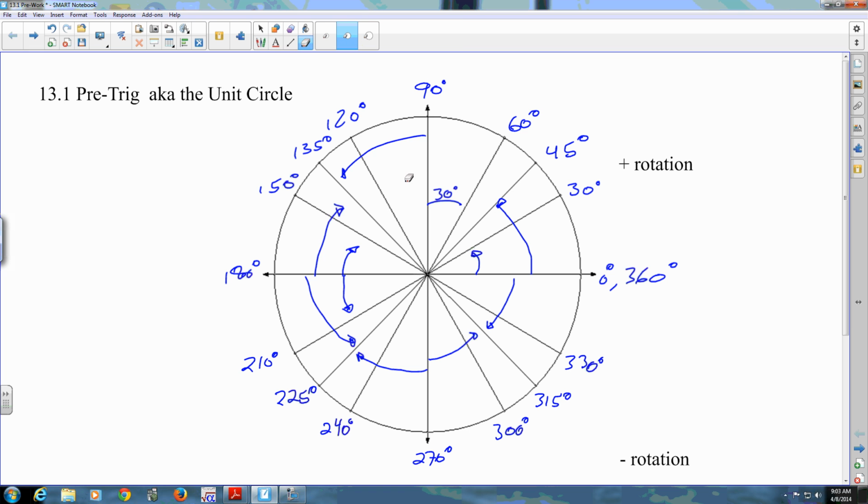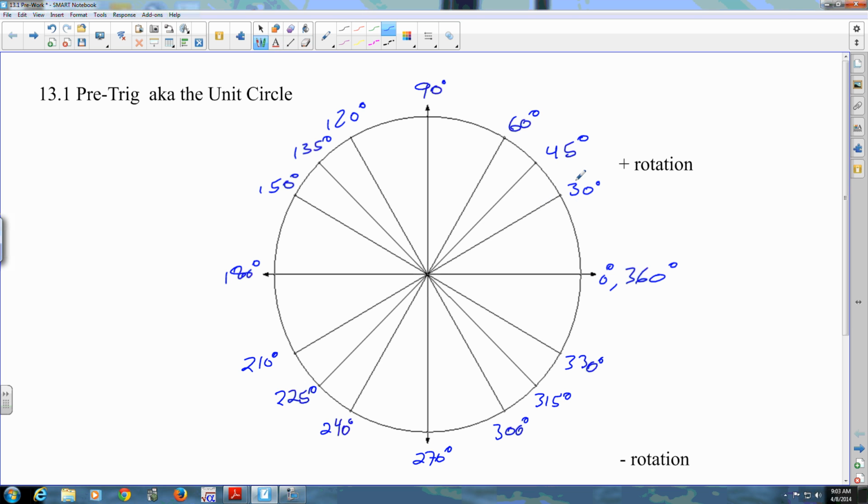A couple things to point out. Let me get rid of this interior stuff. All of these angles here are going to end in 5. They're all multiples of 45. So that's 1 times 45. This would be 3 times 45. It's 3 45s. 45, 45, 45. Okay, this one here is also a multiple of 45. This one here is also a multiple of 45.